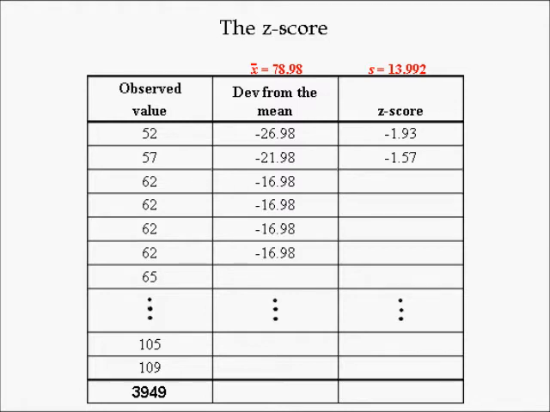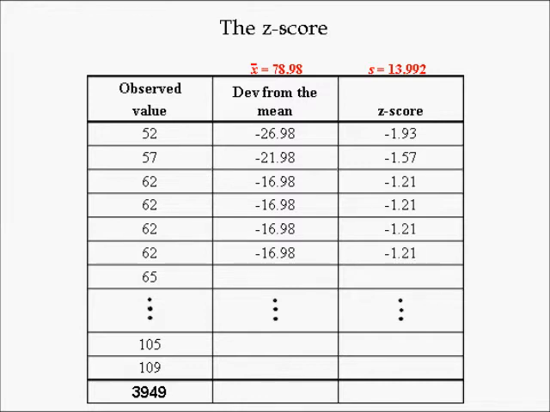The third, fourth, fifth, and sixth deviations from the sample mean are computed by subtracting the sample mean 78.98 from the third, fourth, fifth, and sixth observations of x, all of which are equal to $62. These deviations from the mean are equal to negative 16.98. This means the cost of tune-up parts on the third, fourth, fifth, and sixth invoices are $16.98 below average. Dividing these values by the standard deviation results in third, fourth, fifth, and sixth z-scores, all of which are equal to negative 1.21. Hence, $62 is 1.21 standard deviations below the mean.